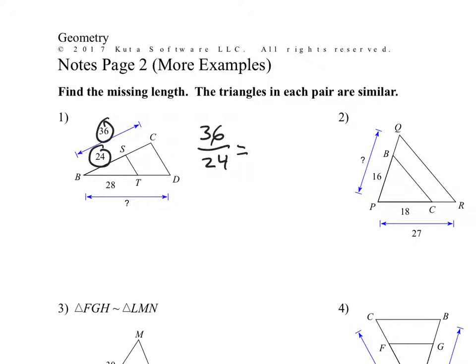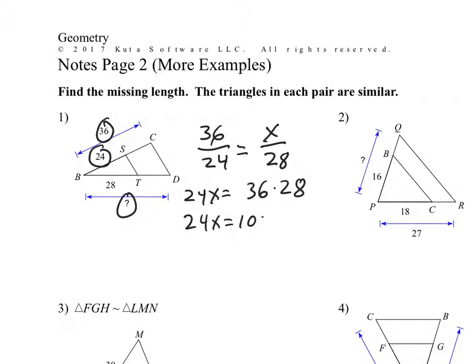And then on the other side, we have the missing side on the big triangle. It's going to match with the 28 on the small triangle. So then we cross multiply with 24x is equal to 36 times 28. And that means 24x is equal to 1008. And then we divide by 24. And we'll get x is equal to 42.